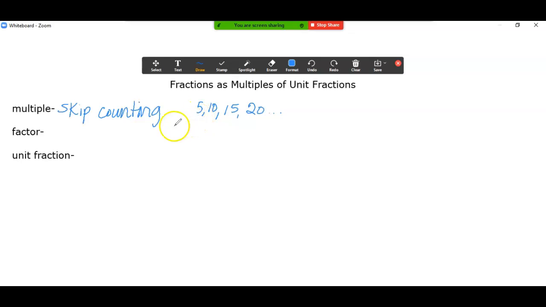Now, I also want to talk about the word factor. A factor is a number, or I should say numbers because it's at least 2. So numbers you multiply to get a product. So for instance, if I do 6 times 3 equals 18, the 6 and the 3 are factors.